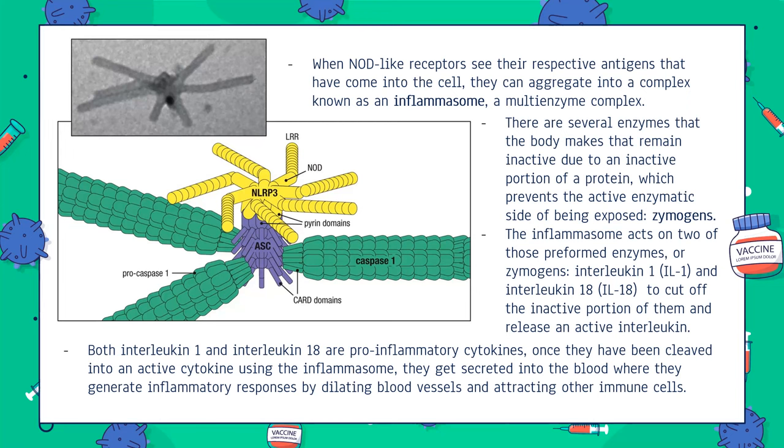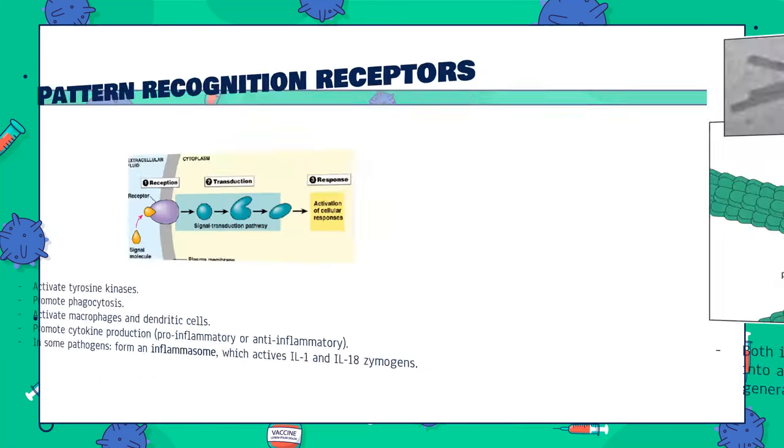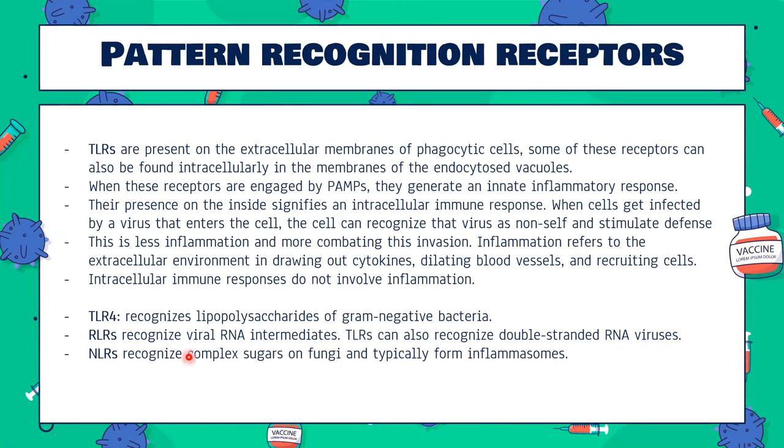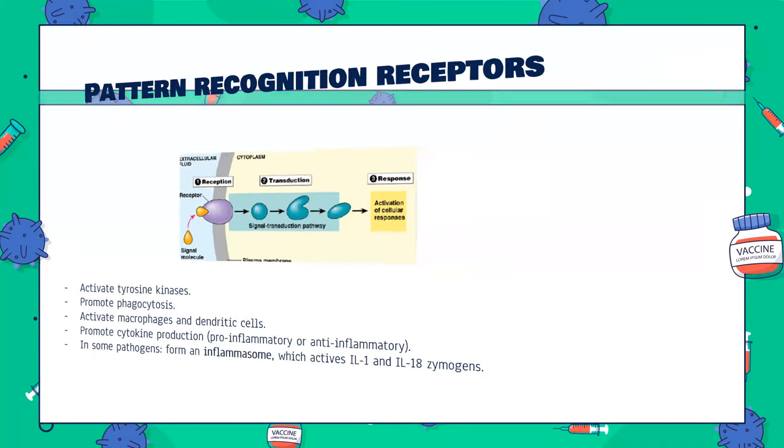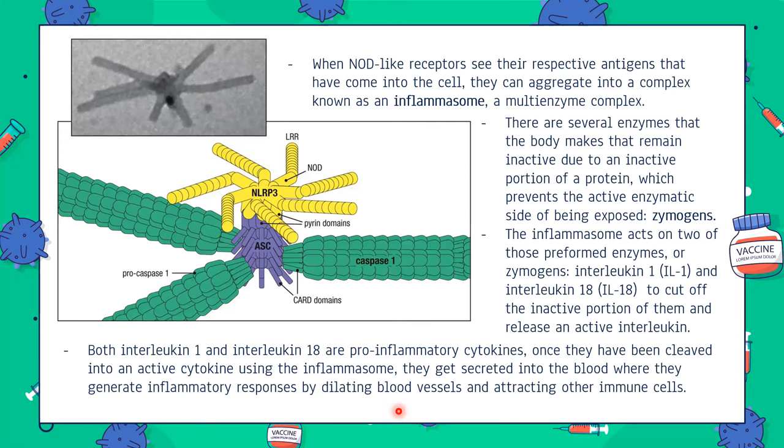All right. So once they have been cleaved, they get secreted into the blood and they can generate an inflammatory response by dilating the blood vessels and attracting other immune cells. Now, what did we say NLRs respond to? NLRs recognize complex sugars on fungi and they typically form inflammasomes. Now, fungal reactions are kind of nasty when you really get to know them. So it's so important for the body to be aware that there is something wrong going on. And by releasing those pro-inflammatory cytokines, I am making the entire body aware that, okay, there is a pathogen, there's something wrong with me, I need some help.